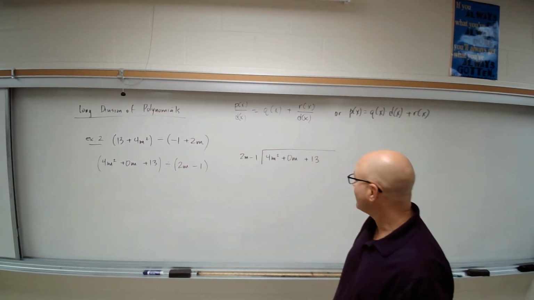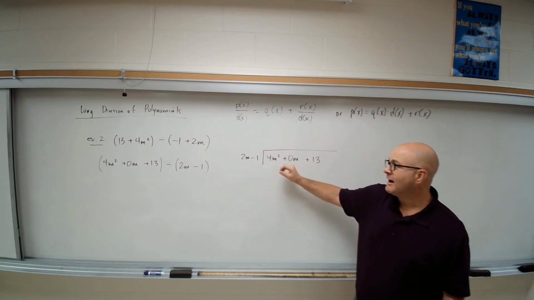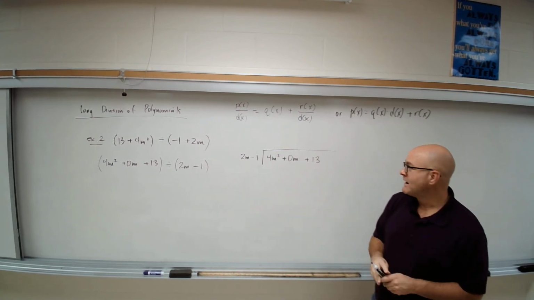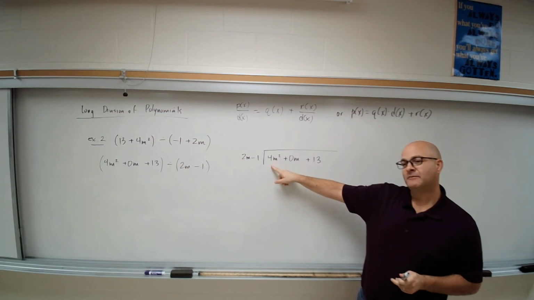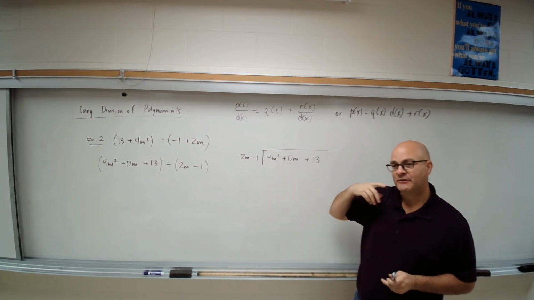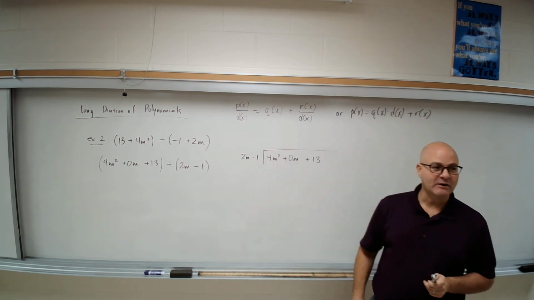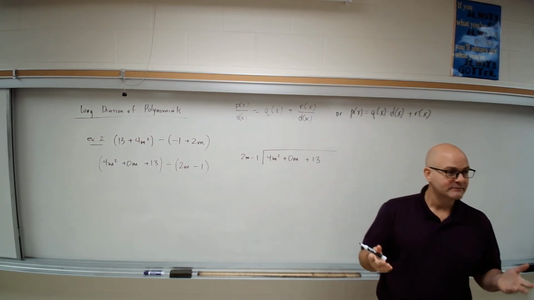Okay, so let's take a look. So we have it set up. Notice we did put our spacer here, right? That's 0m. So first question is, we're going to attack the head of the monster here, right? The biggest degree first. So if I want 2m to become 4m squared, I have to multiply it by 2m.